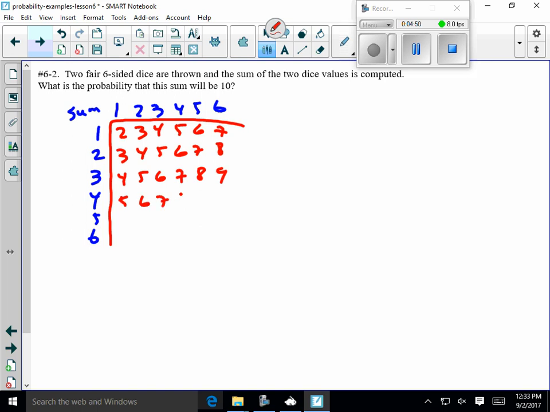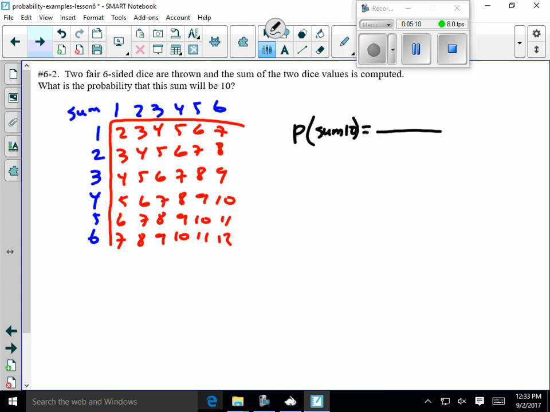5, 6, 7, 8, 9, 10, 6, 7, 8, 9, 10, 11, 7, 8, 9, 10, 11, 12. This is a nice way to list out the entire sample space. So what I'm trying to say is that all the sums are equally likely. So if I want the probability that the sum will be 10, then I'm going to use an equally likely structure. How many total sums are there if I roll a dice? Well, there's 6 times 6. There's 36 total sums possible to choose from.